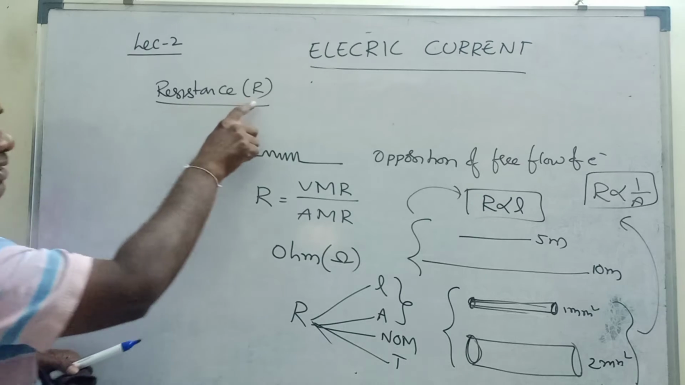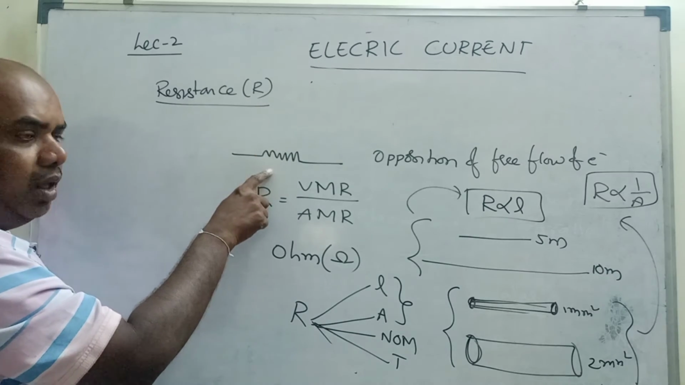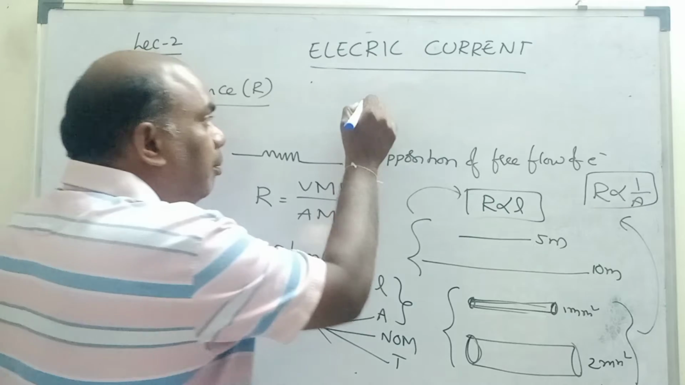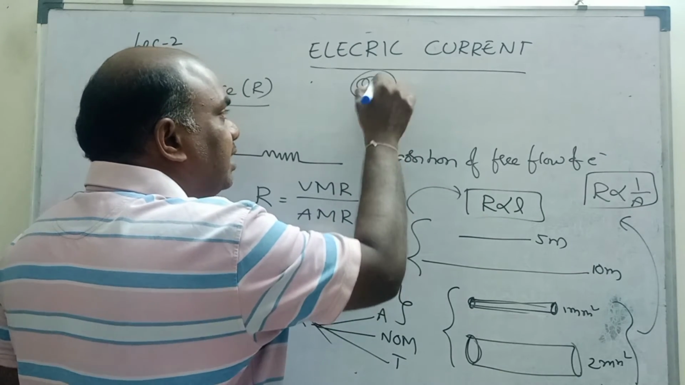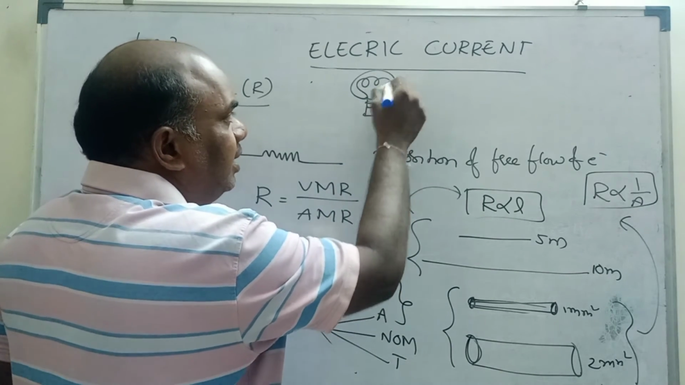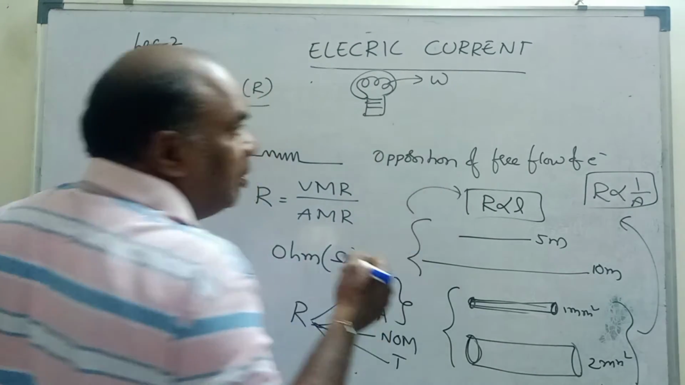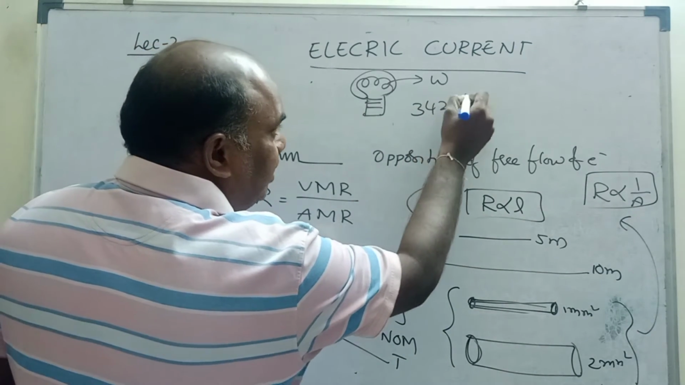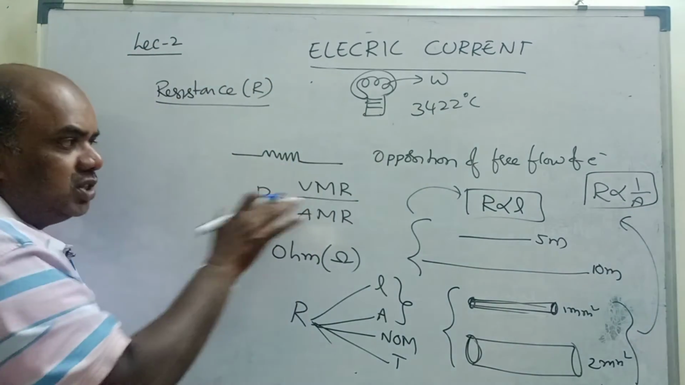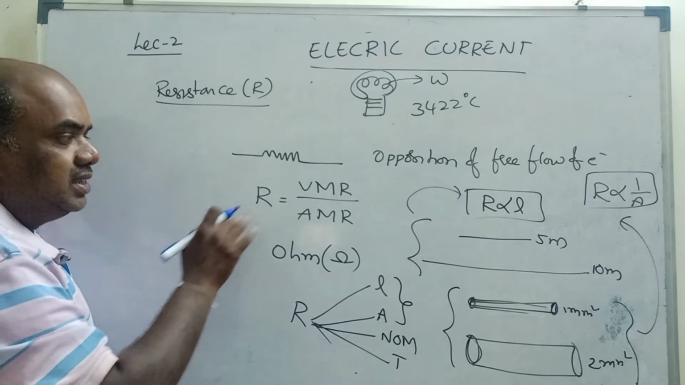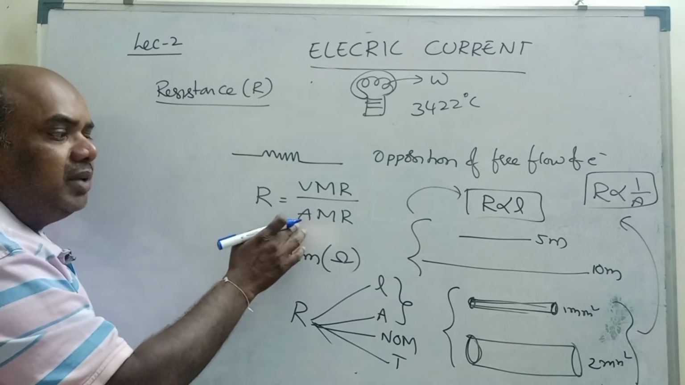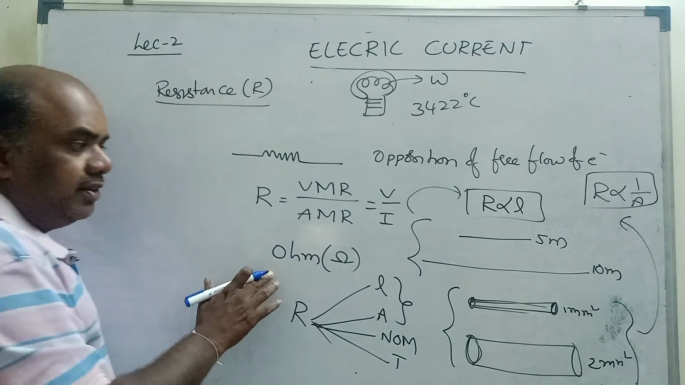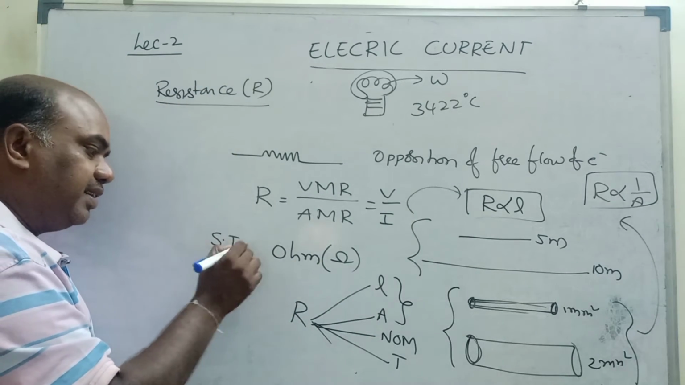Once again, resistance is denoted by R. Resistance means opposition to the free flow of electrons. Example, bulb filament. I explained this in detail in lecture 1. Filament is made up of tungsten, Latin name wolfram. Tungsten's melting point is 3422 degrees centigrade. To find the resistance, voltmeter reading divided by ammeter reading, V by I. The SI unit of resistance is ohm.